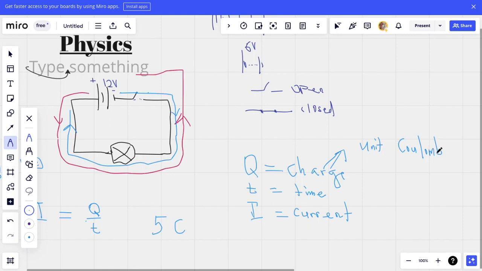So we need to know the units of physical quantities. Time, we already know the unit. The unit for time is seconds. Then the unit for current is ampere. So when we solve any problem, we must put the unit. If you don't put the unit, you will not get the mark. So the unit for current is ampere.